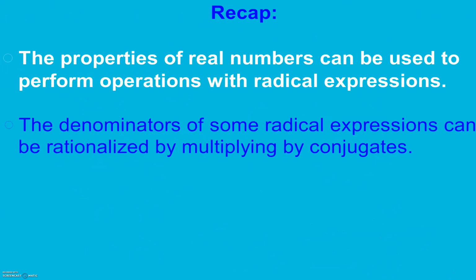Quick recap here for section 10.3. The properties of real numbers can be used to perform operations with radical expressions. The denominators of some radical expressions can be rationalized by multiplying by conjugates. And that's all I have for section 10.3.